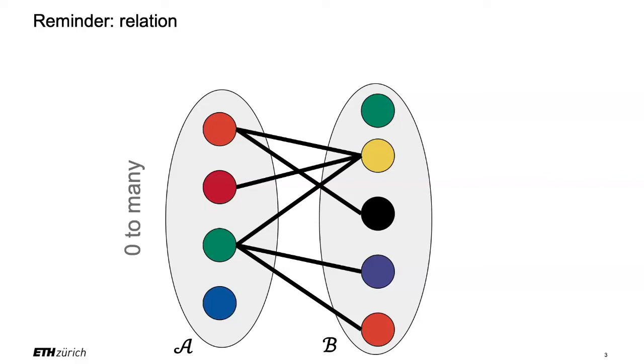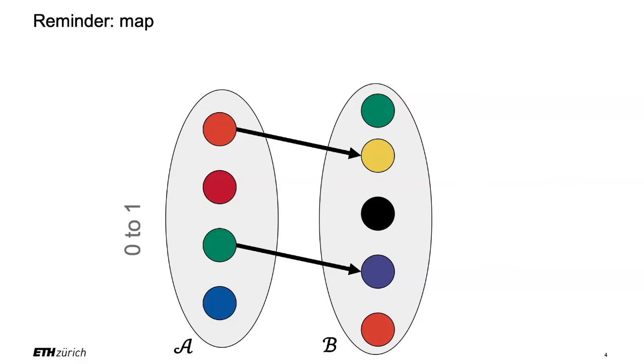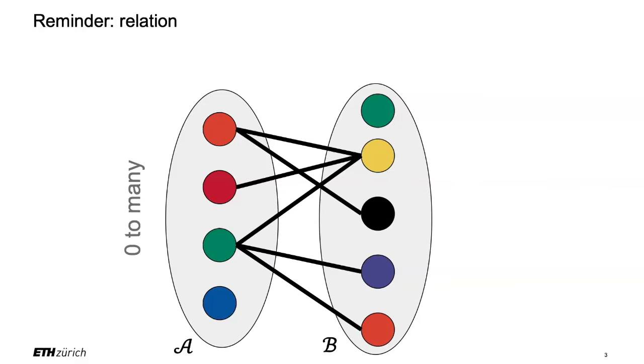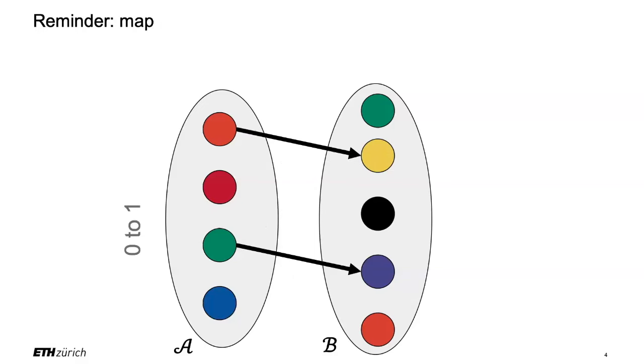So it's very generic. Then if you add a constraint that you associate the elements on the left with at most 1, so 0 or 1 elements on the right, then you get maps. And if you require furthermore that it's exactly 1 for all of them, then you get a function, right? So relation, map, function.